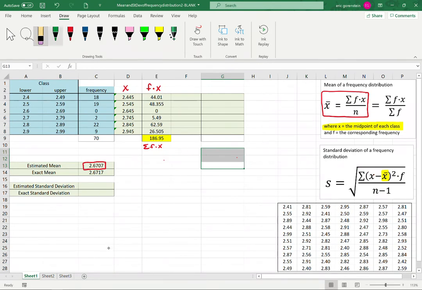And so what we first notice when we look at this formula for the standard deviation of the frequency distribution is that this formula contains the mean. So the mean is part of the calculation. Right here you see an x bar in the formula, and this is the estimated mean, our x bar from the frequency distribution. It's rounded to 4 places, 2.6707. That's what we use in this formula.